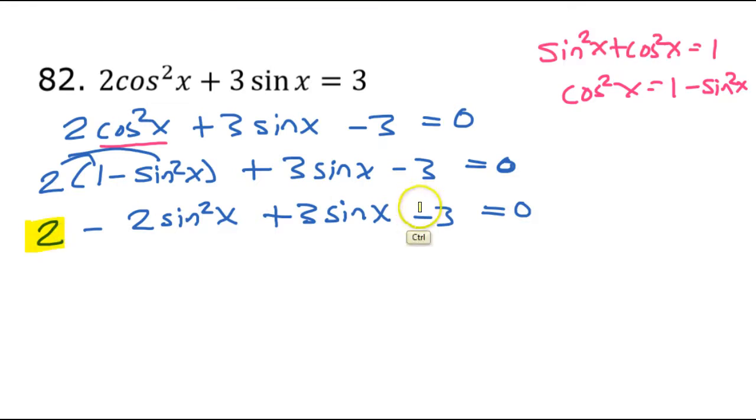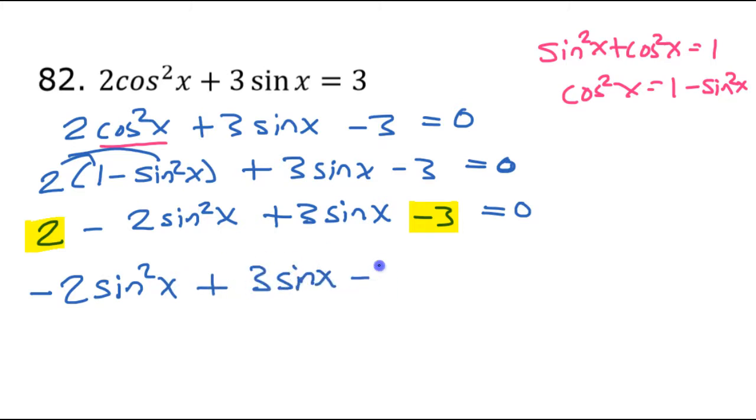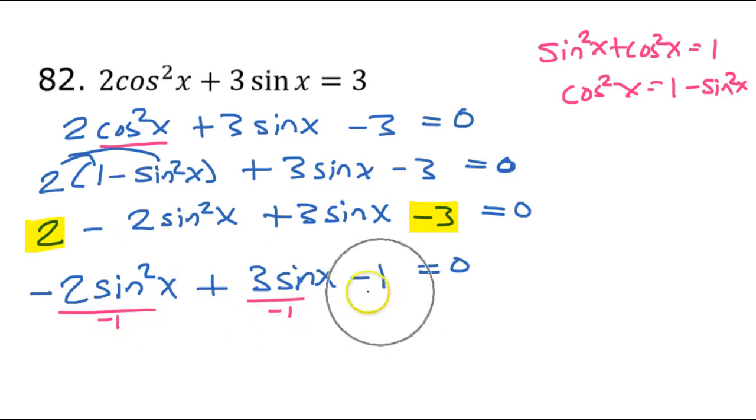Noticing that the 2 and the negative 3 are like terms, I can put those together. So now I will have negative 2 sine squared x plus 3 sine x minus 1 is equal to 0. Now, I don't like having my leading coefficient be negative, so I'm just going to divide everything by negative 1.